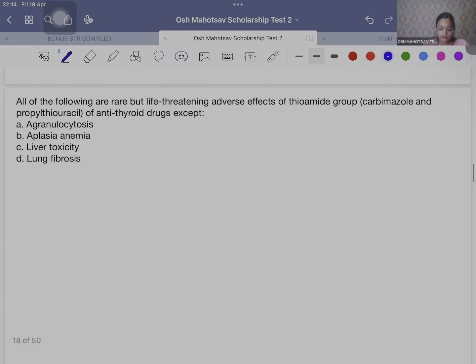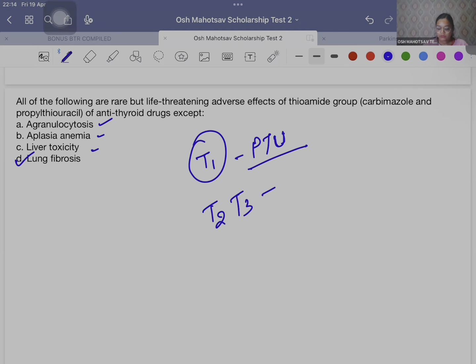Next is: all of the following are rare but life-threatening adverse effects of the thiamide group of antithyroid drugs except. So the exception is lung fibrosis. Okay, because carbimazole and propylthiouracil can lead to agranulocytosis, aplastic anemia, and liver toxicity. That's why in the first trimester we are mainly using propylthiouracil, but in the second and third trimester we are switching to carbimazole. Okay, why in the first trimester are we not using carbimazole?